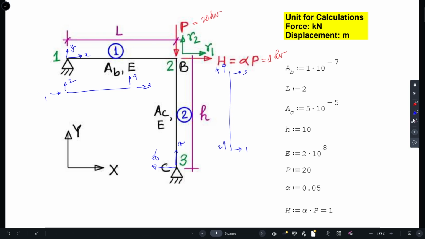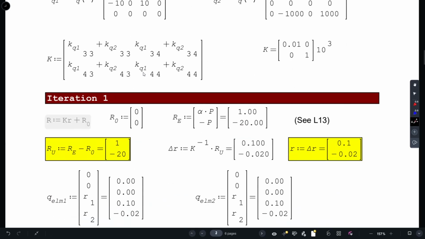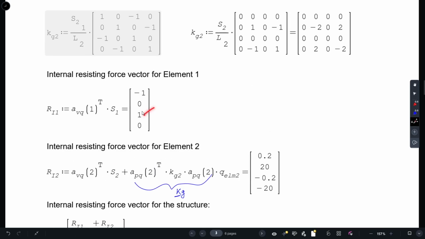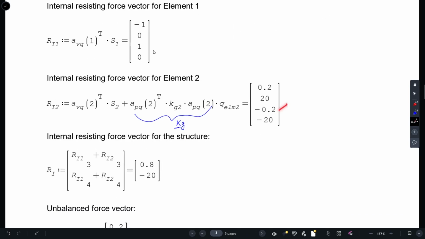So when I combine the internal resisting force vector for the R1 direction, I will be adding the 3 component and this 3 component. For the vertical direction, this is the 4th component and the 4th component. So that is exactly what I am doing here. Third component for element 1 plus third component of element 2. So that means this one plus that one. Similarly, the fourth component. So this gives me the internal resisting force vector.